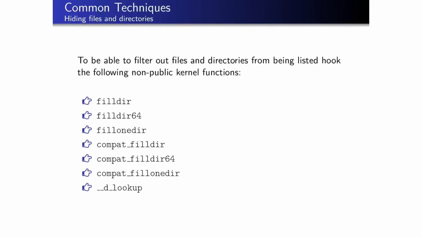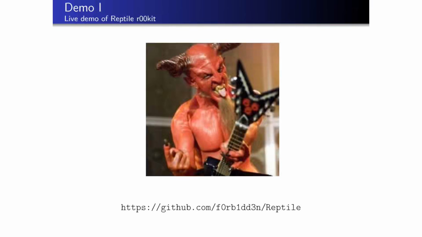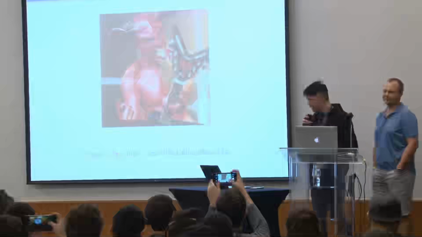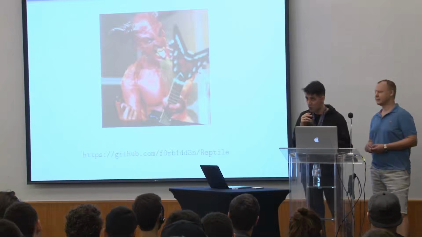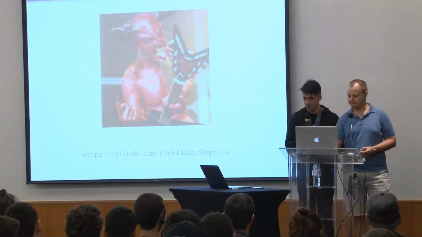And for hiding your stuff from being listed, you have to hook another set of functions. So, we are close to the demo. I am the creator of Reptile, a rootkit that I have published at this address on my GitHub, and I will demonstrate how it works, but not the old version. I will demonstrate the newest version, 2.0. I will publish that on my GitHub soon, okay?